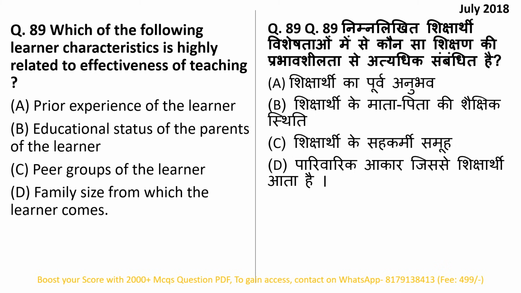Which of the following learner characteristics is highly related to effectiveness of teaching? Okay, so the question is asking among the following four, the learner characteristic that will make teaching effective: prior experience, educational status of the parents, no. Peer group of the learner, family size, not at all. It is prior experience of the learner. If the learner knows a particular subject prior or in advance, he will understand the topic in a better way.